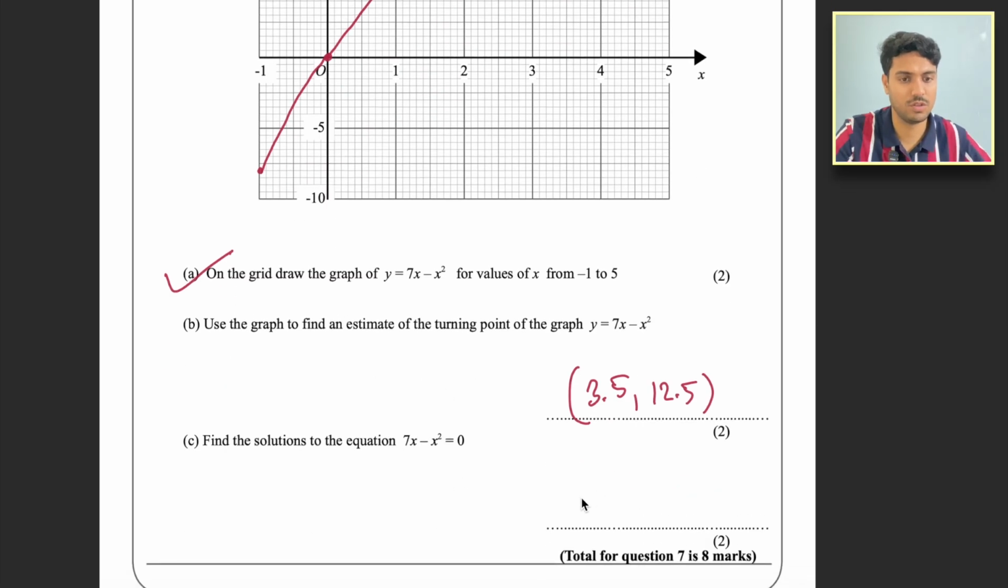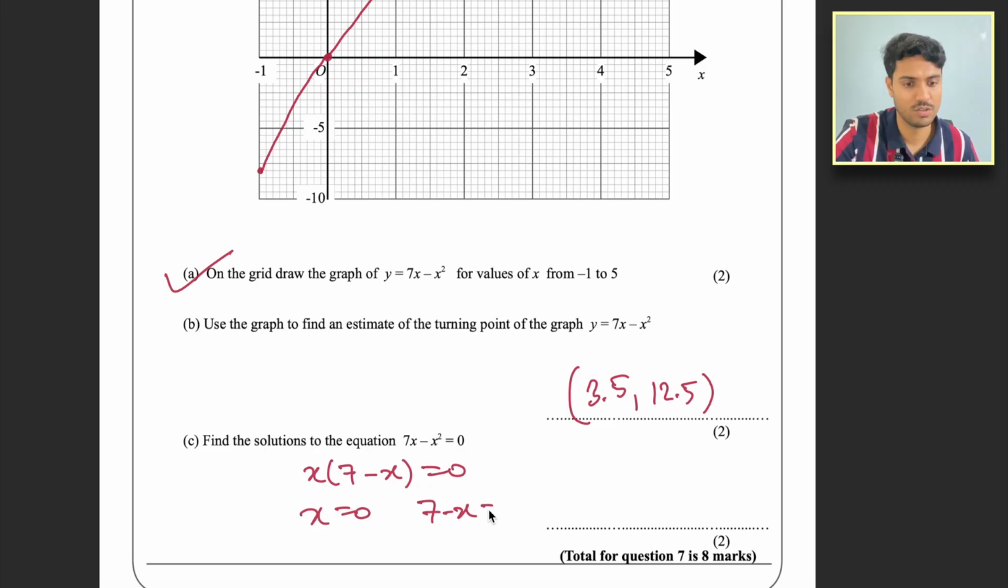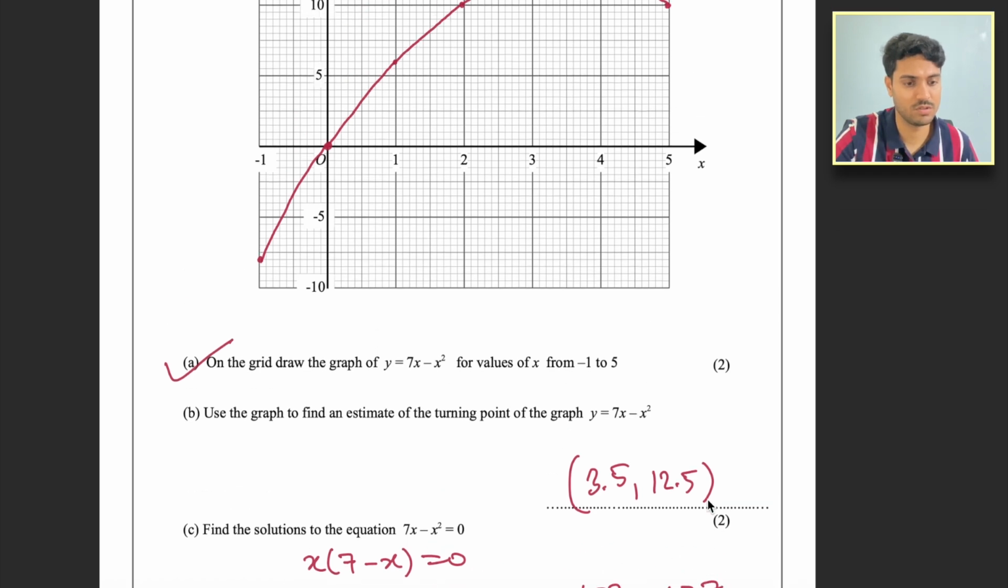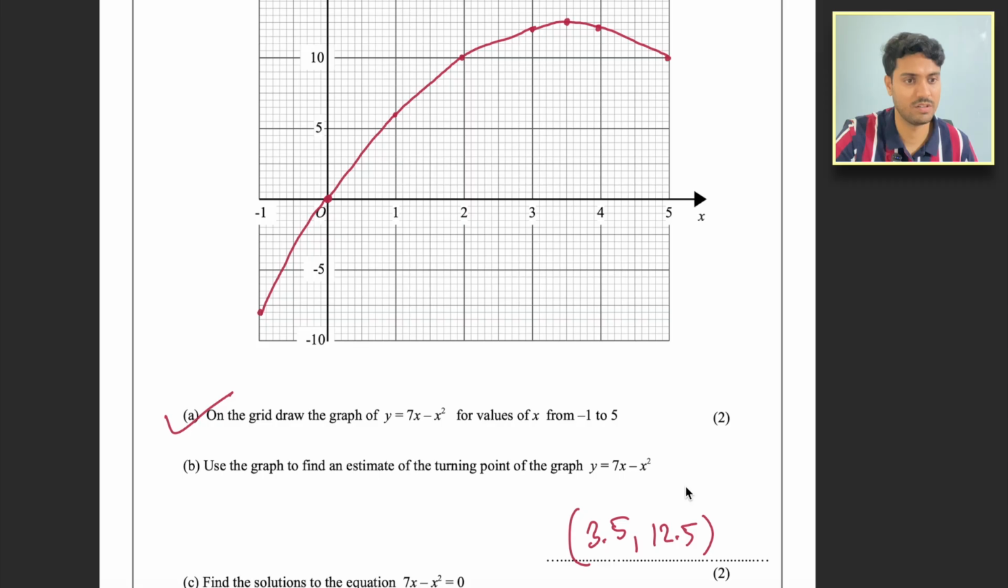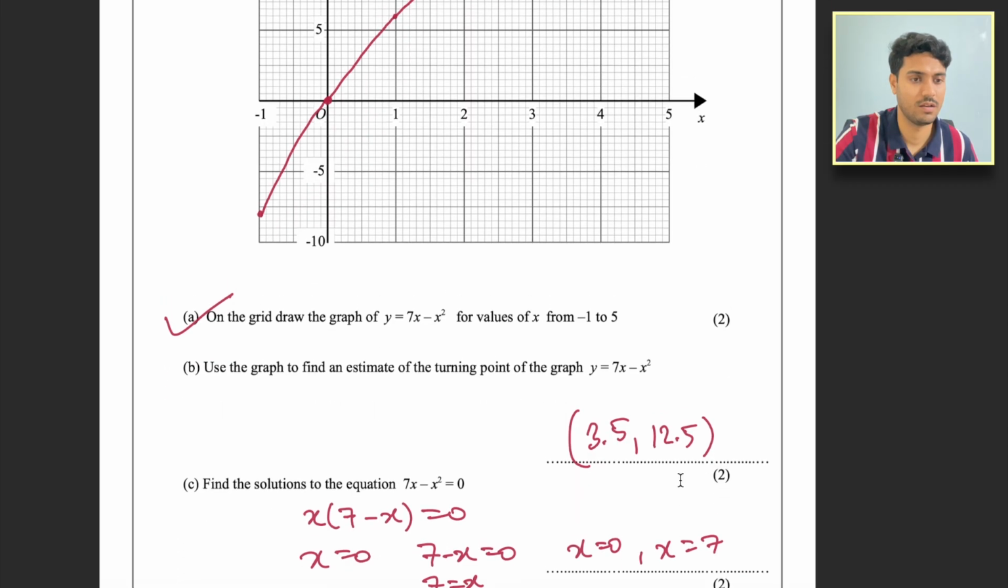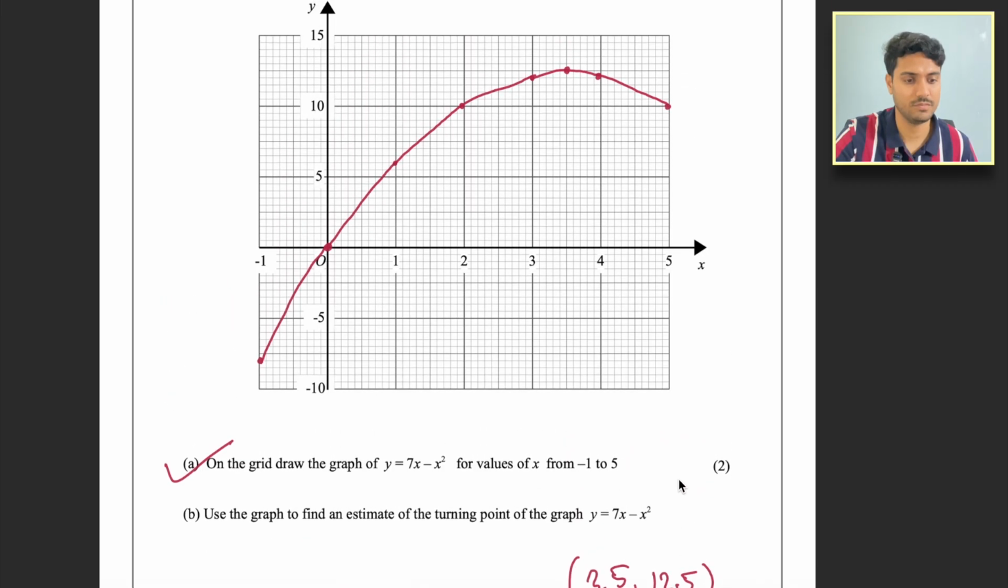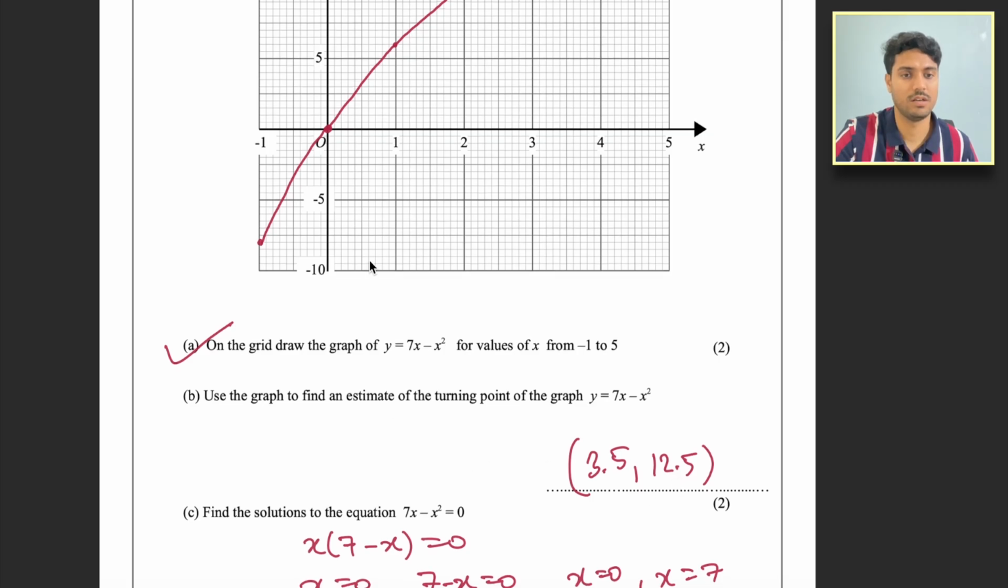Find the solution. So one of the solutions is definitely 0. We can also do it like this. We can take x common. x times 7 minus x equals 0. So x equals 0. Another, 7 minus x equals 0, so 7 is equal to x. So one of the solutions is x equals 0. Another solution is x equals 7. So with this, we keep it till here.